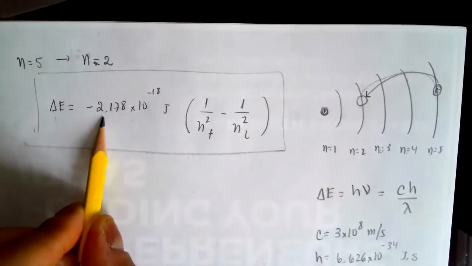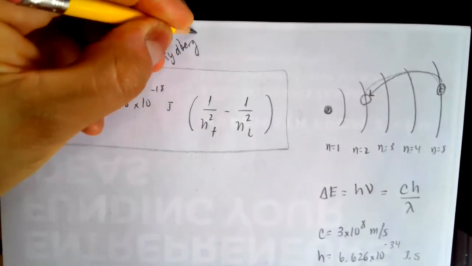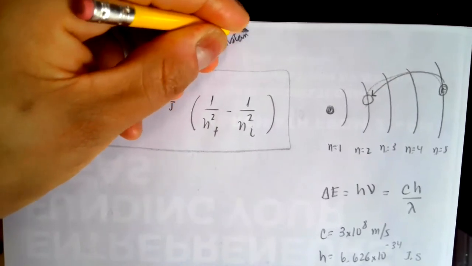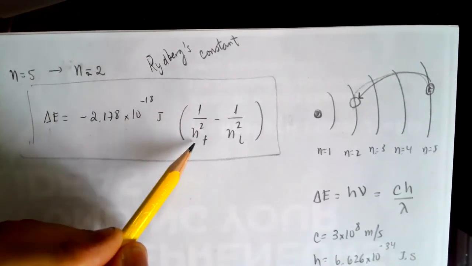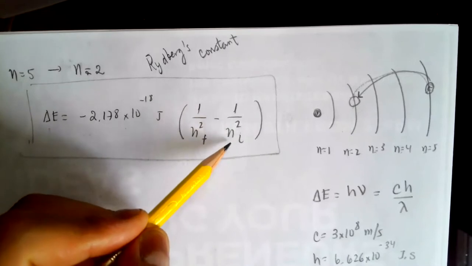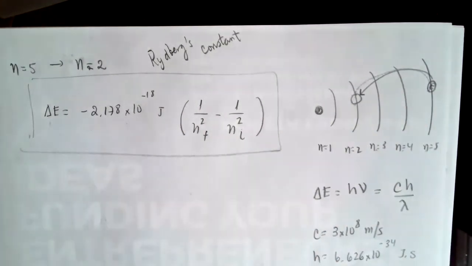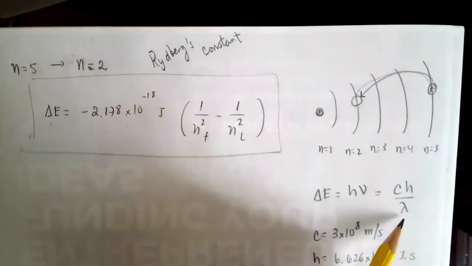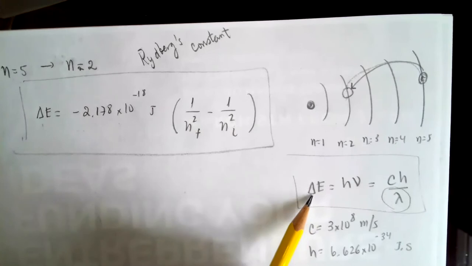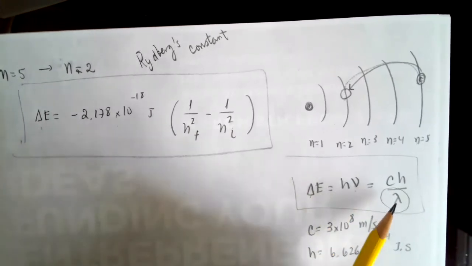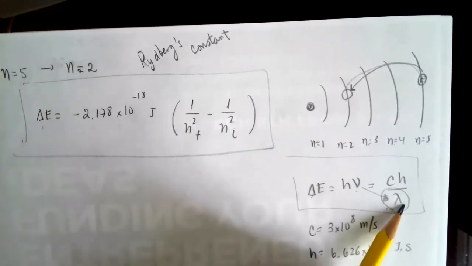Delta E, or energy, is equal to the Rydberg constant, another scientist, times 1 divided by the final energy level squared minus 1 over the initial energy level squared. They asked me what is the wavelength, what color do I see? The only way I can associate a color with energy is by this equation, which associates the energy with a particular frequency. But that frequency can also give me a wavelength. So the wavelength will tell me what color it is.